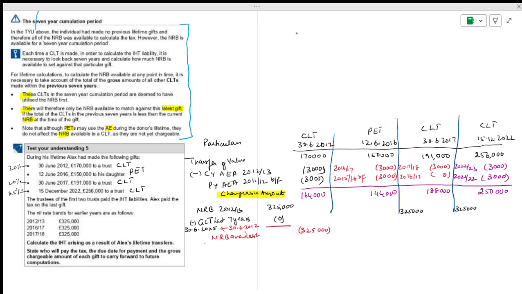How much is there? 0. Net NRB available is how much? NRB available is 325. You have surplus NRB. Chargeable amount is 164. You have a surplus NRB. Is it right?